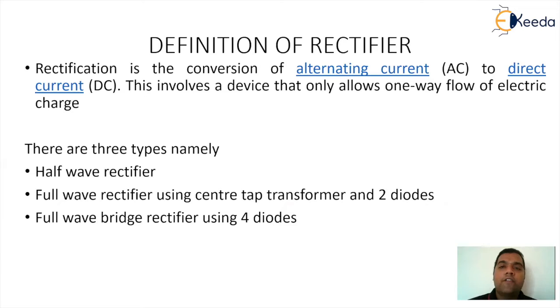So we are going for a definition of rectifier. What do you mean by a rectifier or rectification process? Rectification is the conversion of alternating current to direct current. What we are actually trying to do here is we are having a power supply system. A power supply is basically a DC power supply.